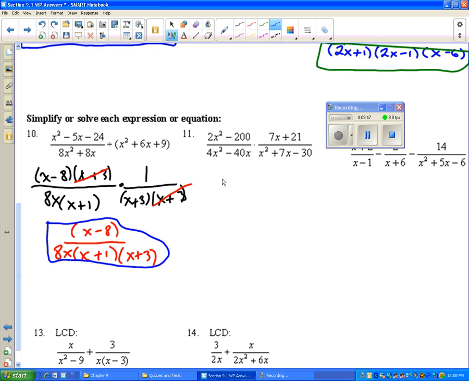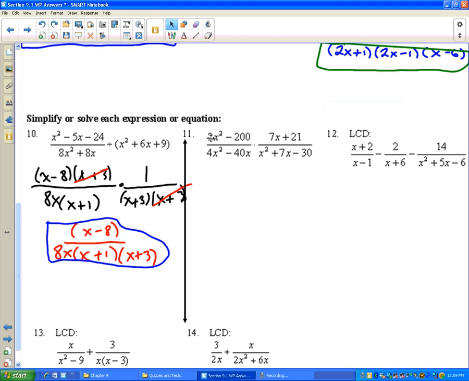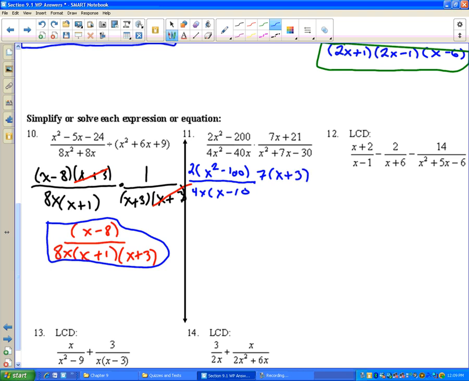All right, number 11. I'm going to be doing the same thing. I want to go ahead and factor out each of these tops and bottoms, numerators and denominators of my fractions, and see what I can have. I'm going to factor out a 2 and get 2 times x squared minus 100. Here I'm going to factor out a 4x and get x minus 10. Here I'm going to factor out a 7 and get x plus 3.